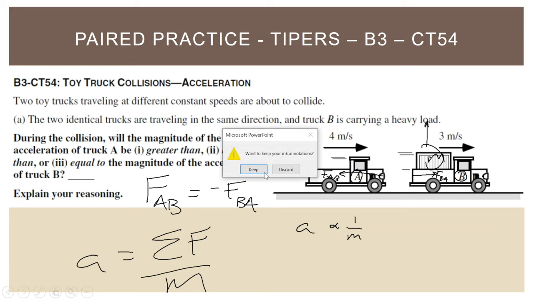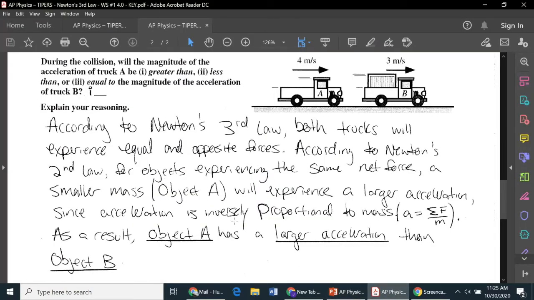So the answer to the question looks a little something like this then. According to Newton's third law, both trucks will experience equal and opposite forces. According to Newton's second law, for objects experiencing the same net force, a smaller mass, object A, will experience a larger acceleration, since acceleration is inversely proportional to mass. As a result, object A has a larger acceleration than object B. And so that makes the answer 1. Take a second to pause this video here and write that down, or amend your explanation, including anything you may have missed, and then we'll move on.